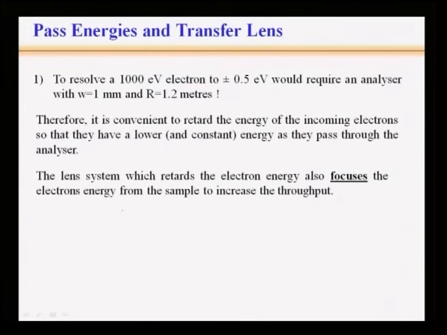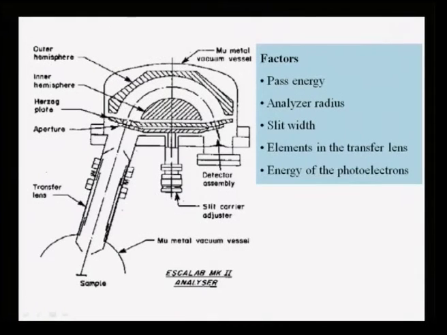it is convenient to retard the energy of the incoming electrons, so that they have a lower energy as they pass through this analyzer. This is what is basically meant by pass energies. The lens system normally used in this system helps us retard the electron energy and also allows us to focus the electrons from the sample to increase the throughput. Otherwise you cannot get them analyzed; they must be focused. Electrons can be focused very easily because they are charged particles, there is no problem. And there are other issues also.